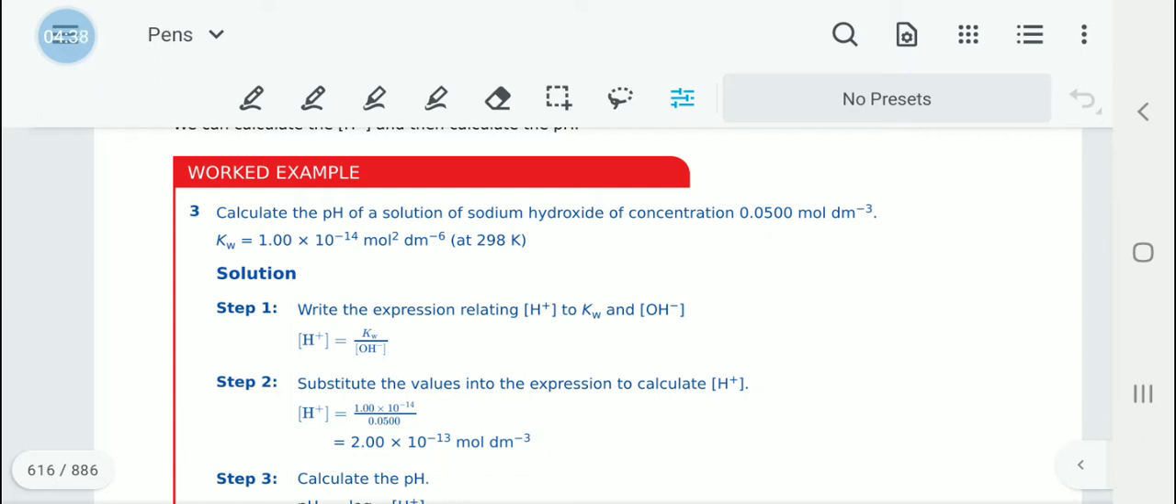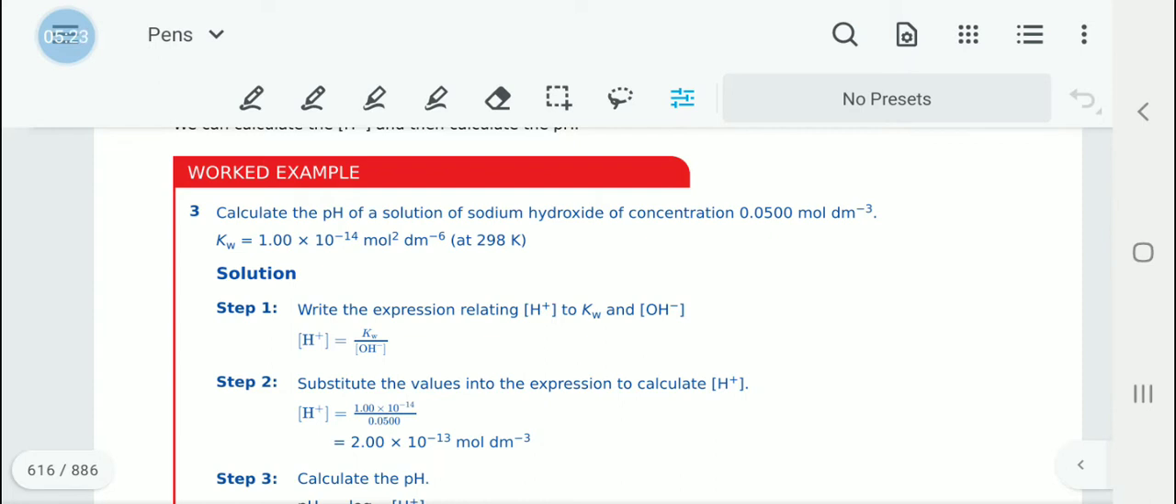If they ask you to calculate the pH of a solution of sodium hydroxide of concentration 0.05 mole per cubic decimeter, they will give you Kw equal to 1 times 10 to the power negative 14 mole squared dm to the power minus 6. The first thing we need is the equilibrium expression: H plus is equal to Kw upon OH minus ion concentration. Kw is 1 times 10 to the power minus 14. Because it's a strong base, the OH minus ion concentration is equal to the concentration of the strong base, so that is 0.05.